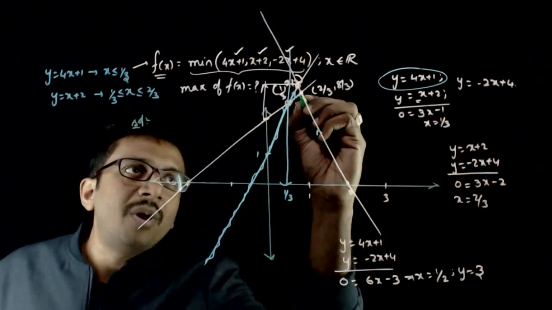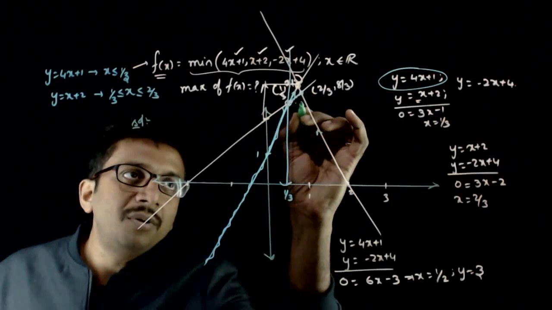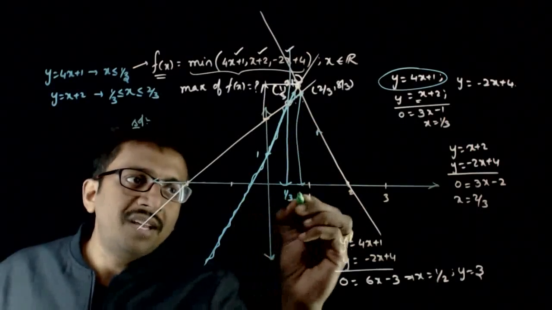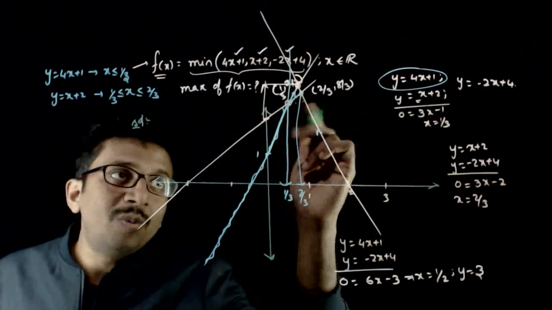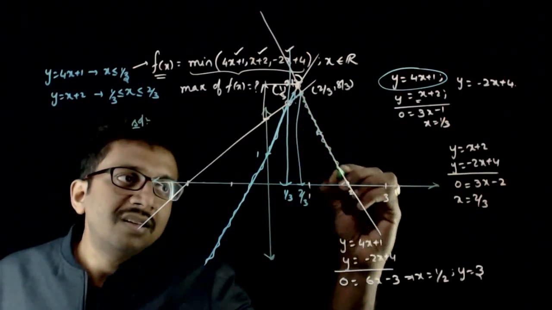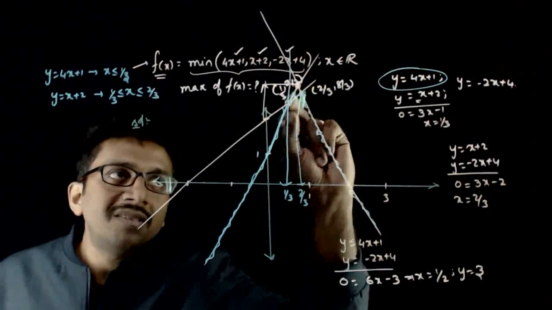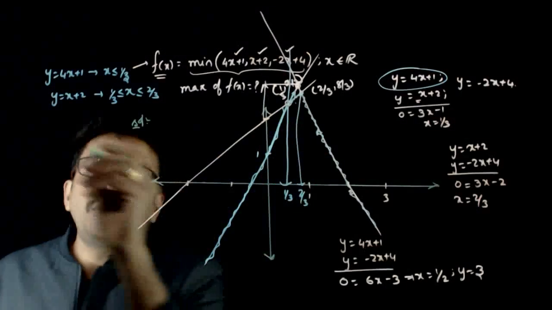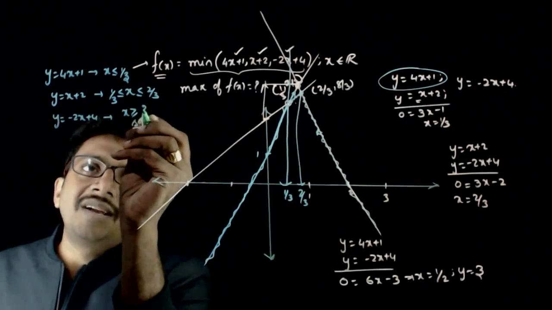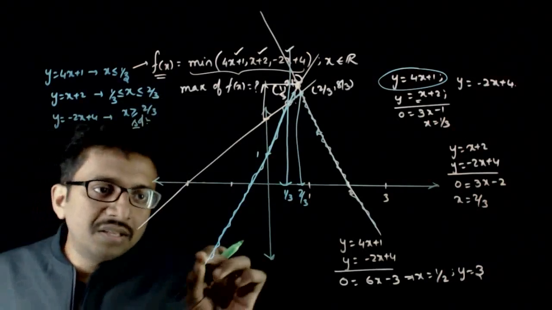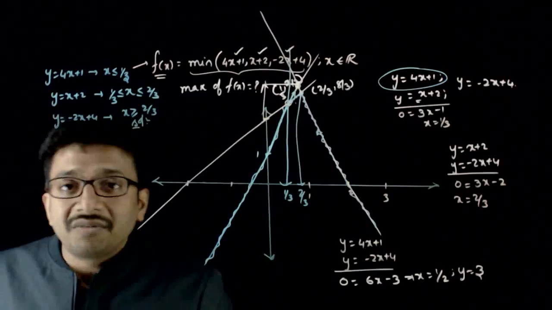So this is the point 1 by 3, and this is the point 2 by 3. From here to here, 1 by 3 to 2 by 3, this curve will be the lowest curve. And after 2 by 3, this curve is becoming the curve which is below all the curves, because this curve has gone up, this curve also has gone up. So after 2 by 3, y is equal to minus 2x plus 4 if x is greater than or equal to 2 by 3. So you have this curve, and this curve. So that's the function f of x.